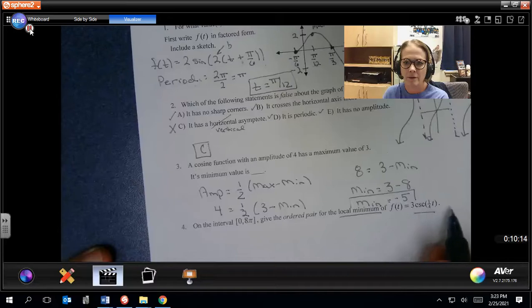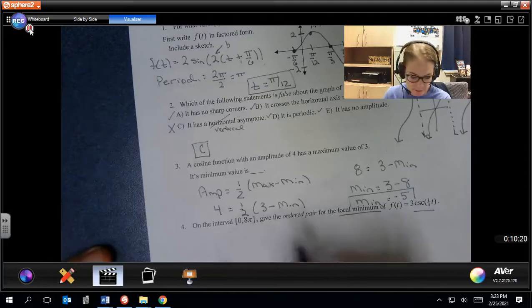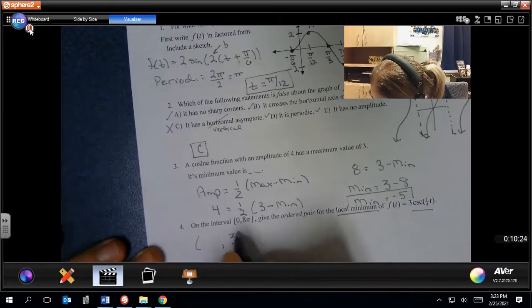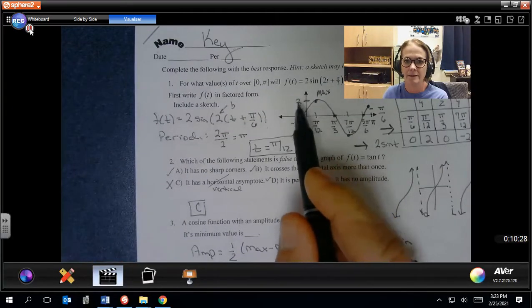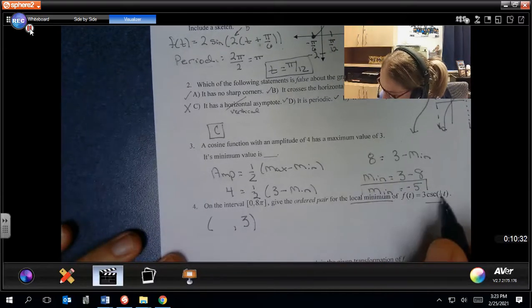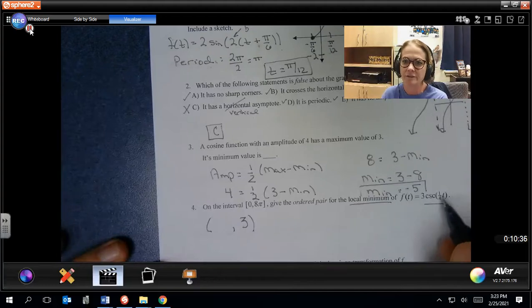So we've got our vertical stretch of 3, no shift. So I can already go ahead and tell that it's going to be 3, because I'm thinking about right here, that's going to be at 3. Like this one was at 2, this will be at 3. And I just want to go to the quarter period. And great news, there's no phase shift here. So I can just see what my period is and go to the quarter period and call this a day.